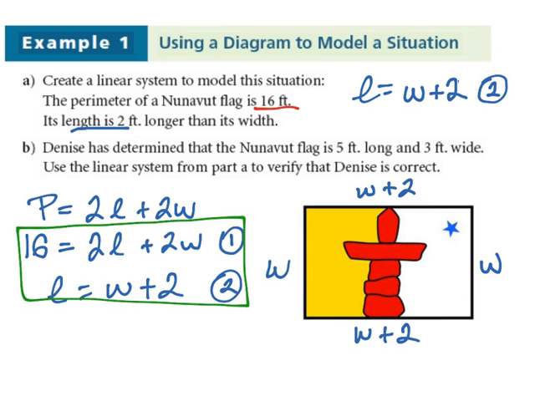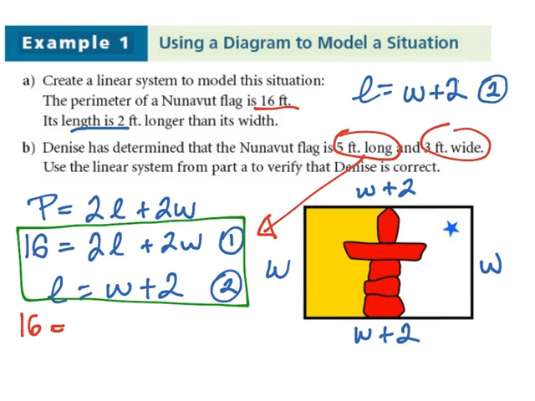So now we're going to use these 2 linear equations to see if Dennis has determined that the Nunavut flag is 5 feet long and 3 feet wide. Will this answer, 5 feet long and 3 feet in width, fit into our system of equations? The way we do this is that we substitute those values in for our length and for our width. So let's see if we get the right answer.